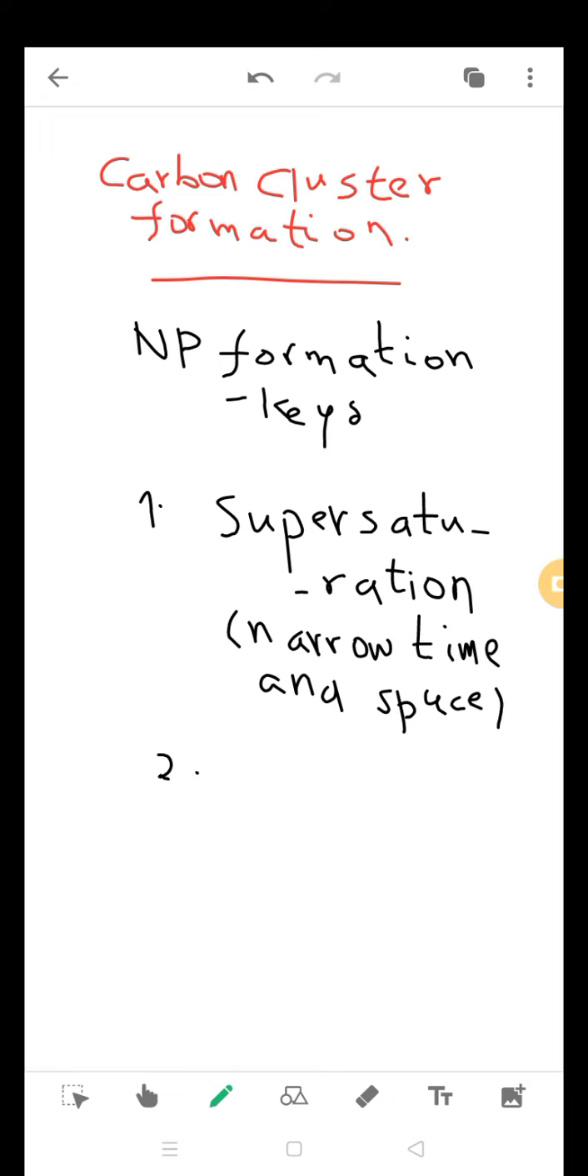The second one is suppression of aggregate. The nanoparticles formed can again form aggregates, and the nano dimensions may be lost. So suppression of aggregation is one of the keys in nanoparticle formation.